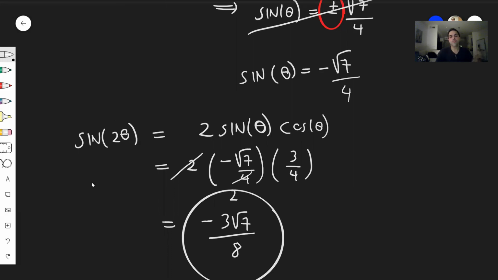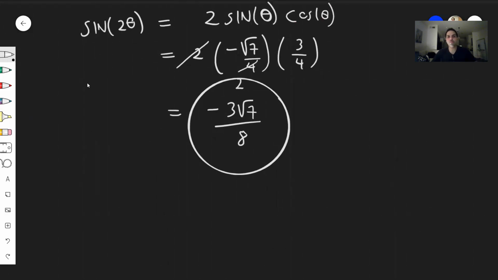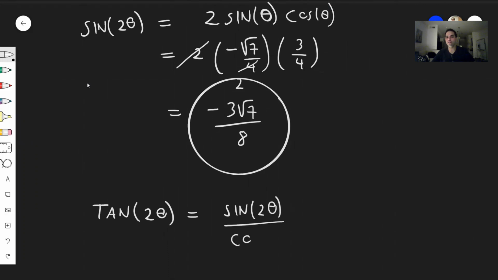All right, and last but not least, I'm not going to do this in detail, but what if we ask you to do tangent of 2 theta? Then you would just use sine of 2 theta over cosine of 2 theta. So you would just put the ratio of the 2 answers you found. All right, very good. So that was the double angle formula.